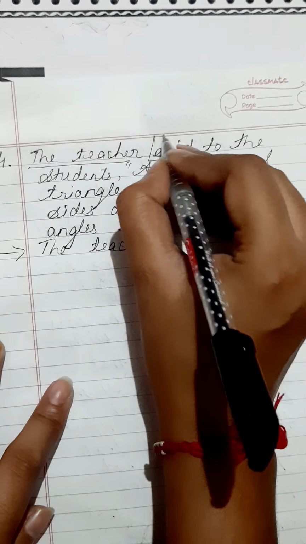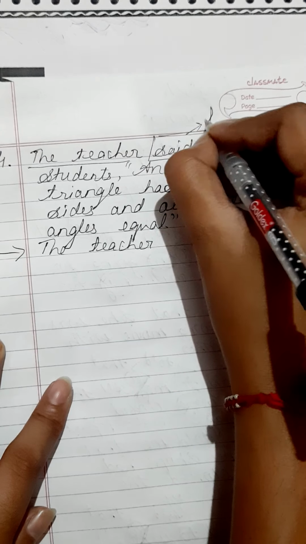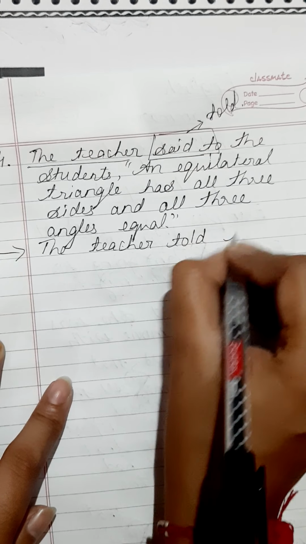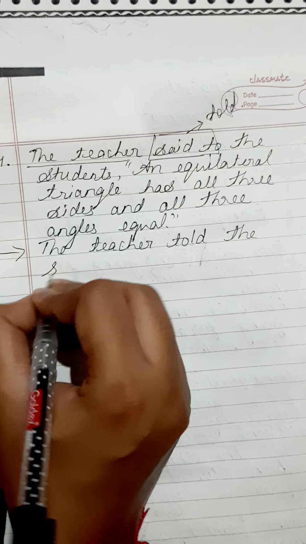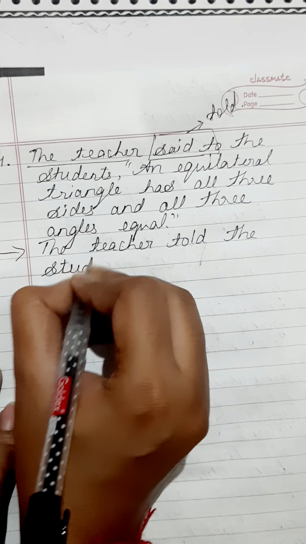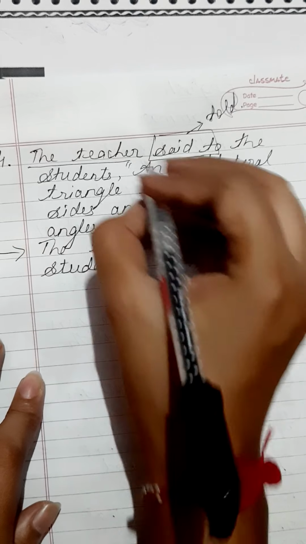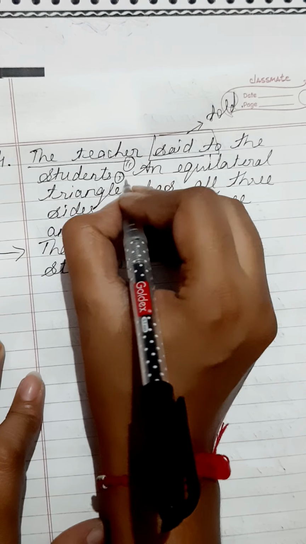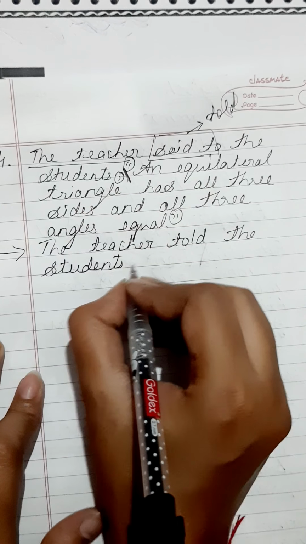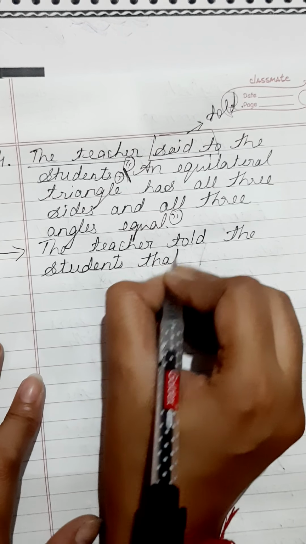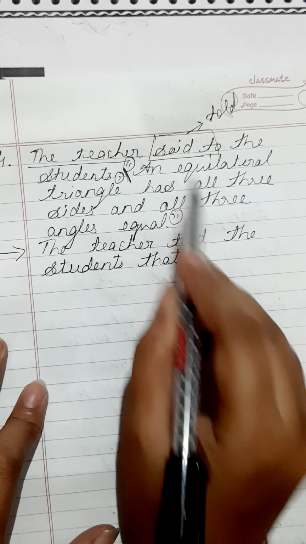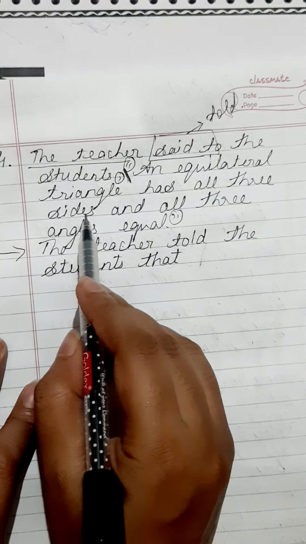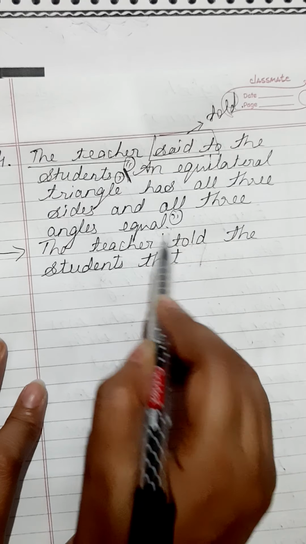Now here we have said to. Said to will be converted to told. So here we will write told the students. Now we will remove these two inverted commas. We will also remove this comma. Here we will add that. So let us write that. Now this remaining sentence, an equilateral triangle has all three sides and all three angles equal.